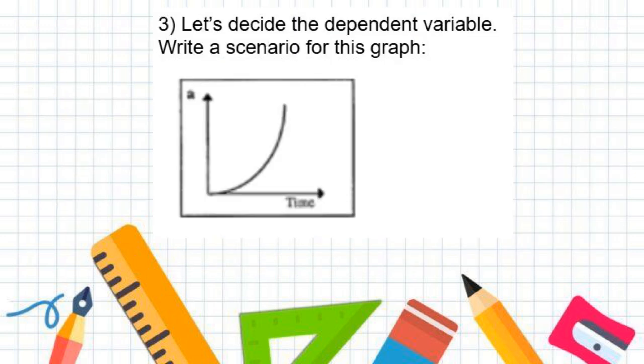All right, this is question number 3. Let's decide the dependent variable and then write a scenario for this graph. So what I'm asking you to do is decide, what are you comparing? Are you comparing time to distance, time to speed, time to height? All of those will give you different stories. So depending on what you decide there, our answers will vary.